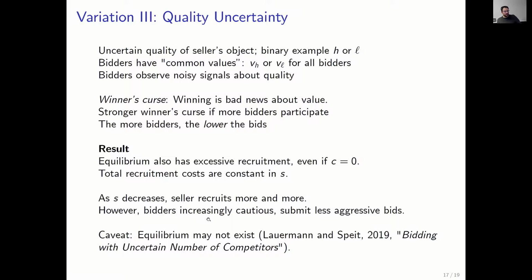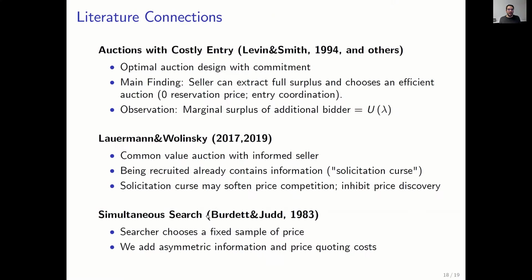Good, so I'm pretty much done. I think almost on time, so briefly maybe the literature. There is a literature, of course, on auctions with costly entry. Some of you have contributed to that. A lot of this literature has looked at optimal auction design with commitment, finding that the seller can extract the full surplus in the most basic setting and runs an efficient auction.